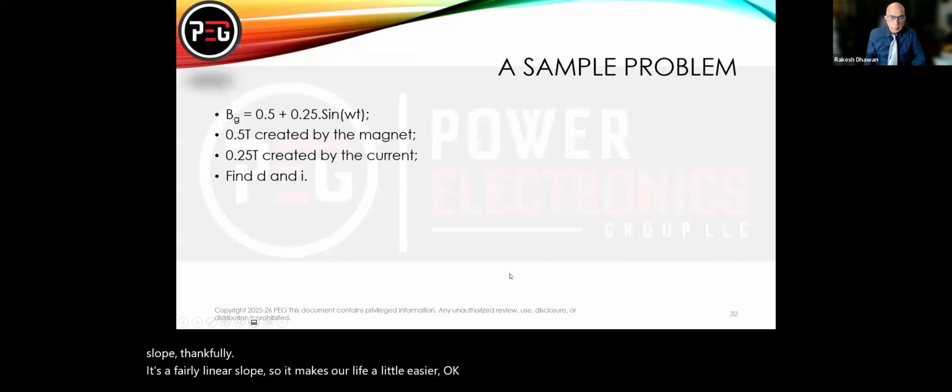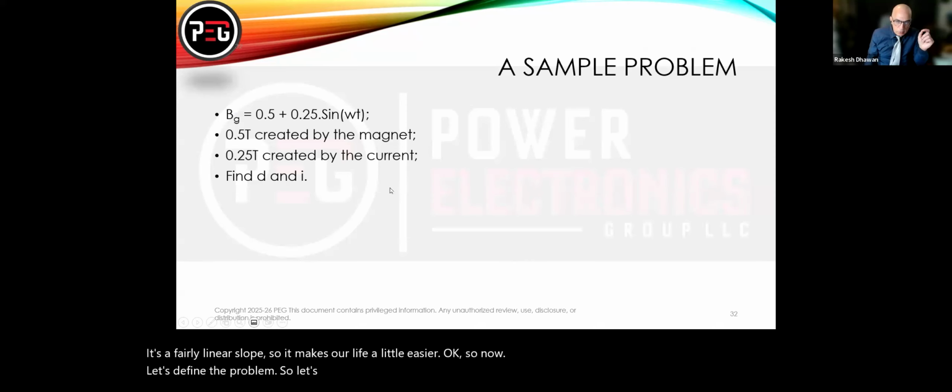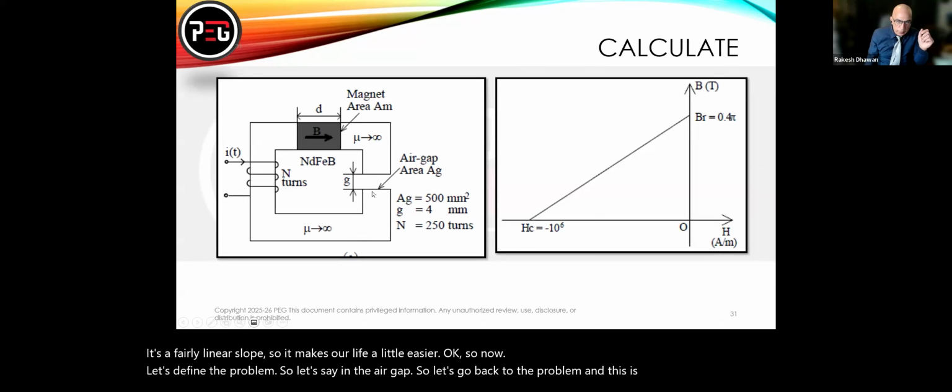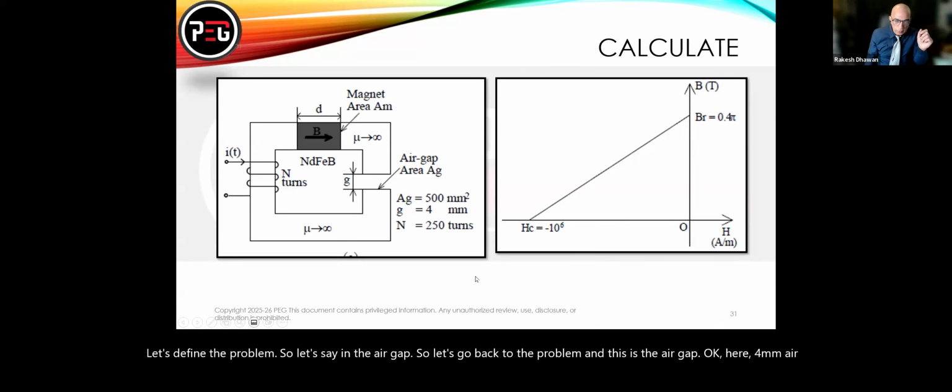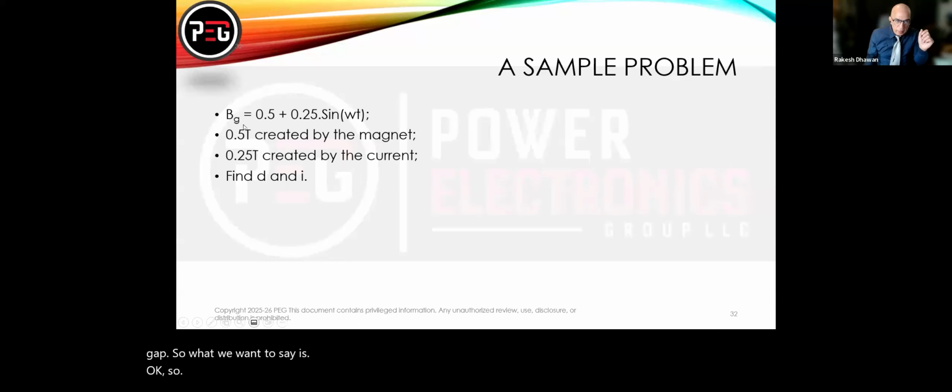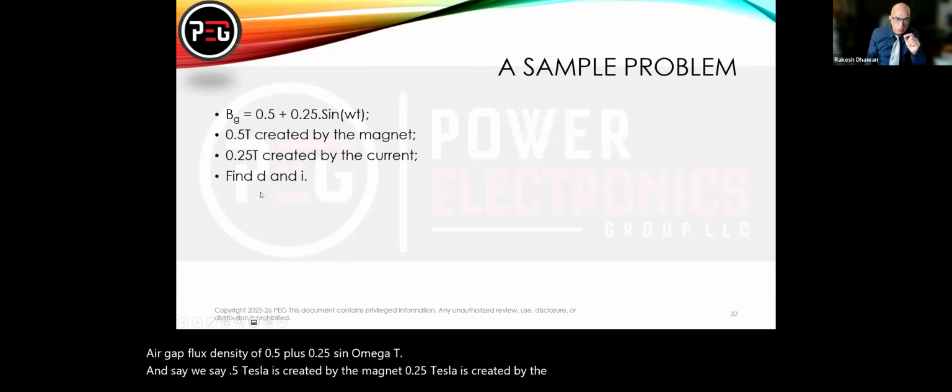So now, let's define the problem. Let's go back to the problem, and this is the air gap, a 4 millimeter air gap. What we want to say is, I have an air gap flux density of 0.5 plus 0.25 sine omega t. We say 0.5 Tesla is created by the magnet, and 0.25 Tesla is created by the current. And we need to find D and I.